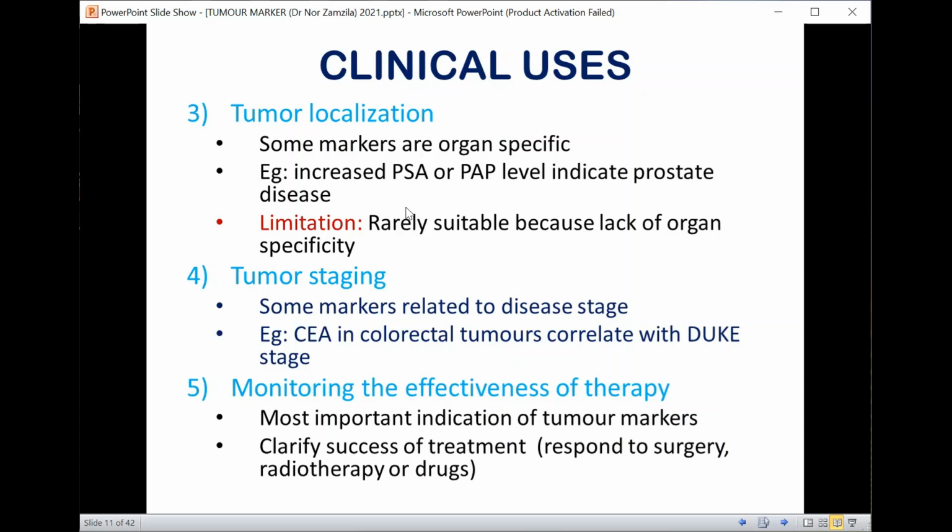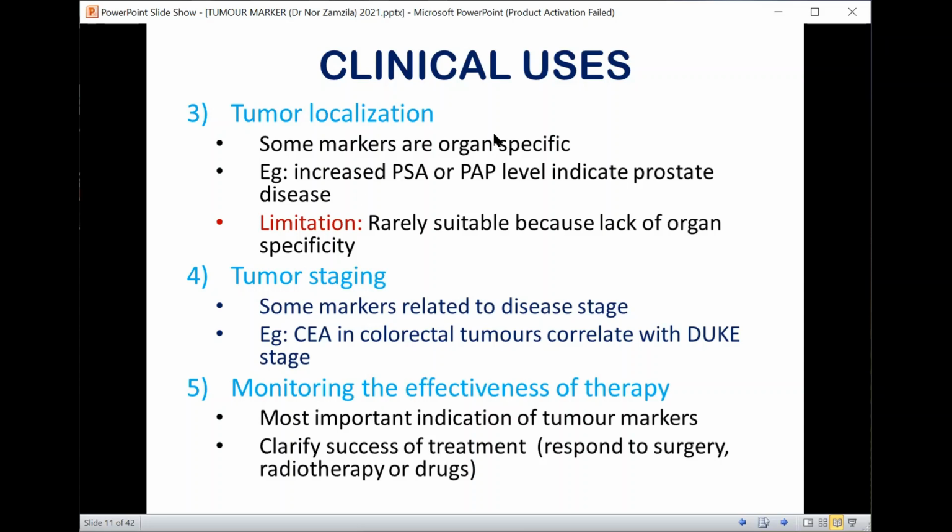So meaning that when PSA is increased, you know that there is increase because of prostate. You cannot say for sure that this increase in PSA is due to prostate cancer, because benign prostatic hyperplasia can also cause increase in PSA. So you can actually localize, but you are not sure whether it is malignant or not malignant. So you can localize the tumor, but you cannot say that it is malignant.